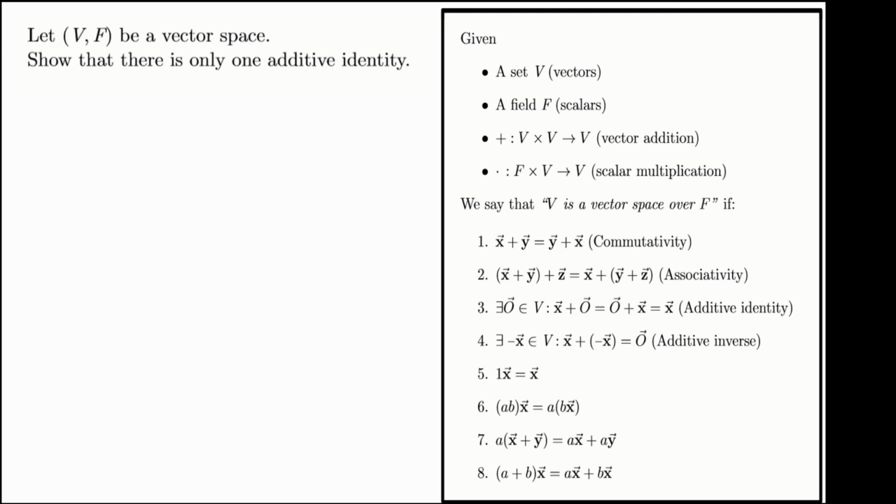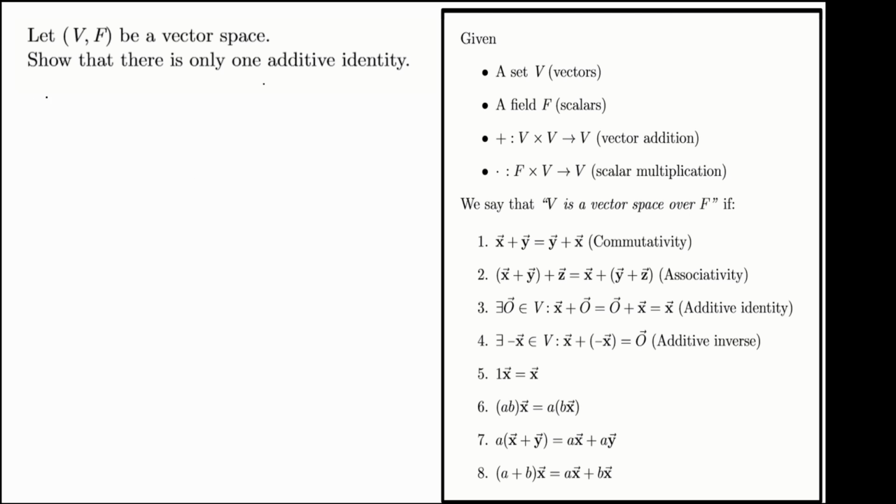But the definition of a vector space only says that an additive identity exists, not how many there are. We could imagine a case where maybe we have x plus O is equal to O plus x, which is equal to x. But we could also maybe have some other special vector Z such that x plus Z is equal to Z plus x is equal to x. Let's prove that this is impossible.